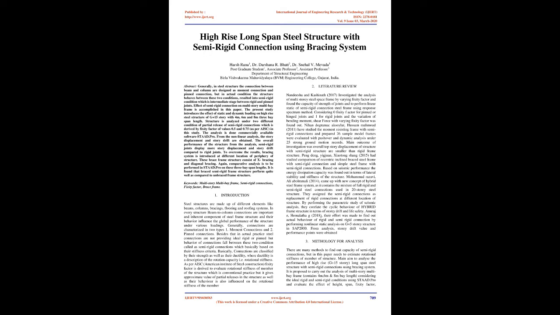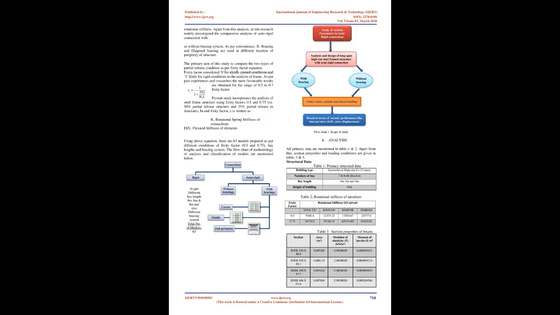These braced frame structures consist of X bracing and diagonal bracing. Again, a comparative analysis is performed in STAAD.Pro on these 3-bay span lengths. It is found that the braced semi-rigid frame structure performs quite well as compared to the unbraced frame structure. Keywords: multi-story multi-bay frame, semi-rigid connections, fixity factor, brace frame.